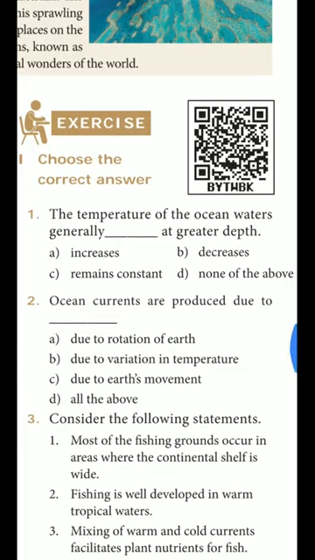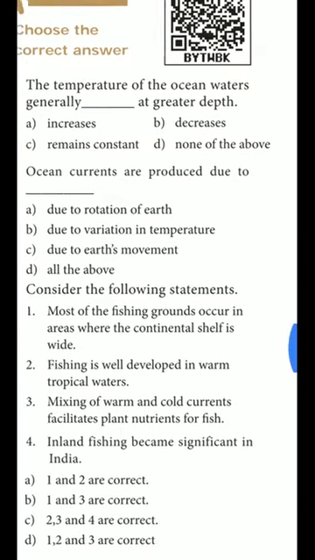Choose the correct answer. The Sunda Trench lies in dash, that is in India. Option C. Second one, the temperature of the ocean water generally dash at greater depths. That is option B, decreases. Third one, ocean currents are produced due to dash. Option D, all the above.